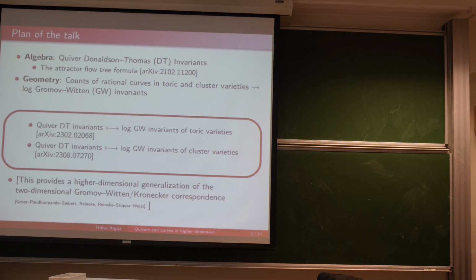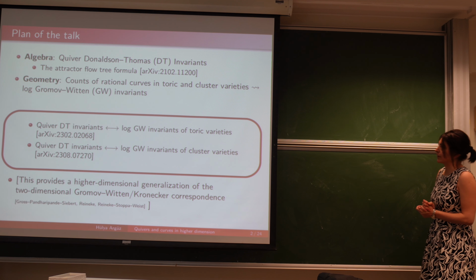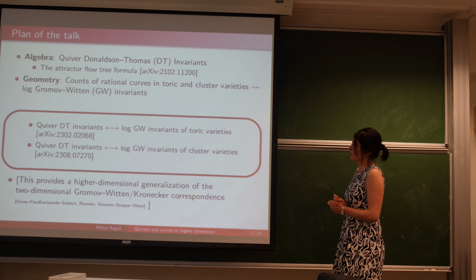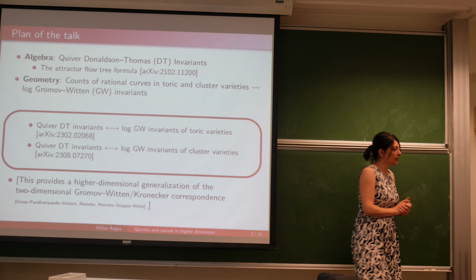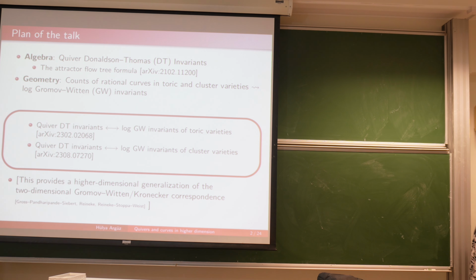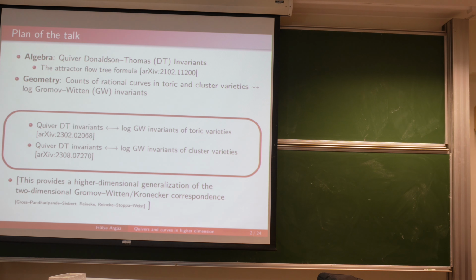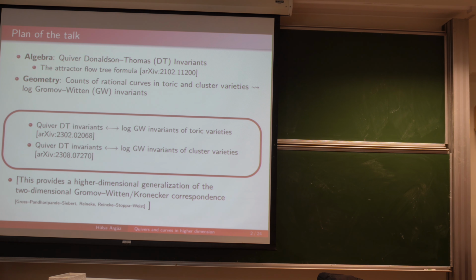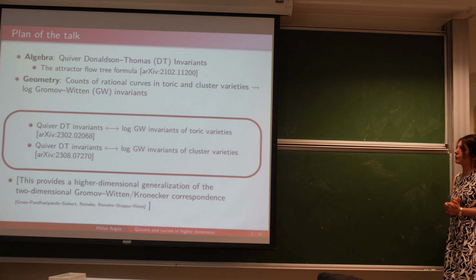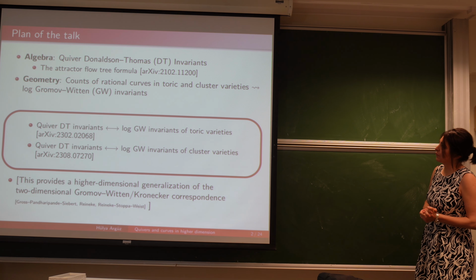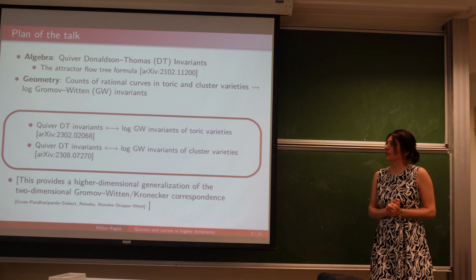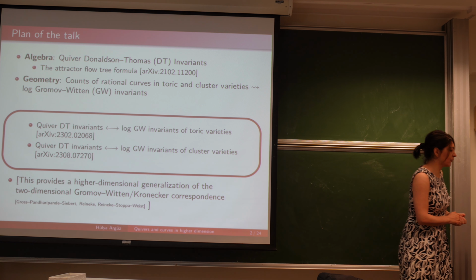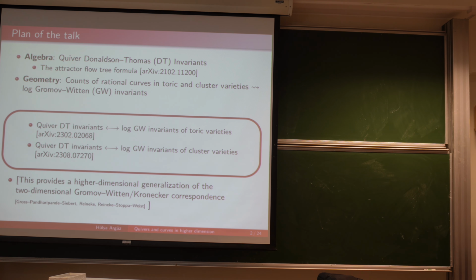So, I would like to tell you about a story relating to two topics, one from algebra and the other from geometry. On the algebra side, I will tell you a little bit about DT invariants, and on the geometry side, I will talk about counting curves, namely rational curves in toric and cluster varieties, giving so-called log Gromov-Witten invariants. And the main theme of the talk is to explain how DT invariants can be related to log Gromov-Witten invariants.